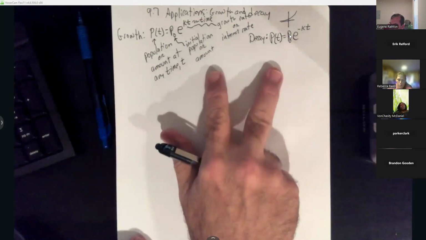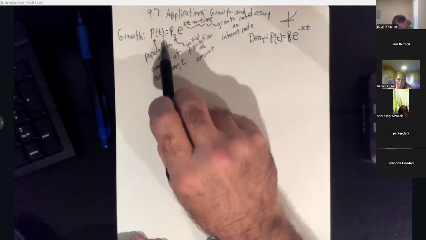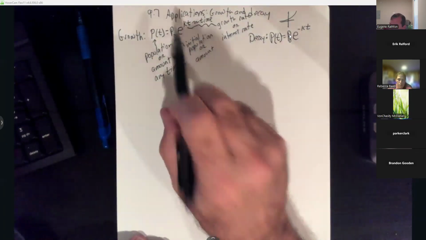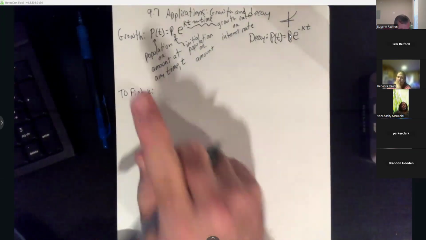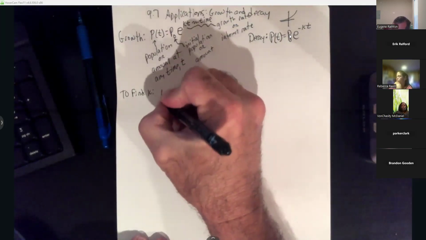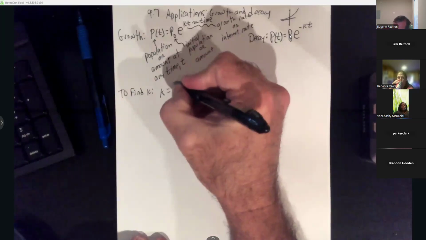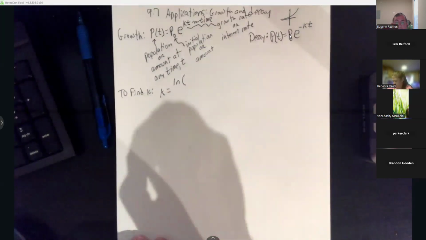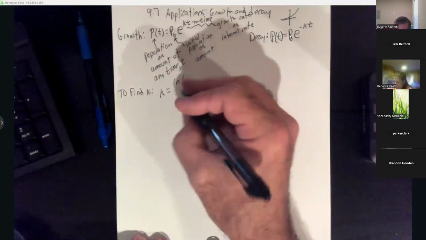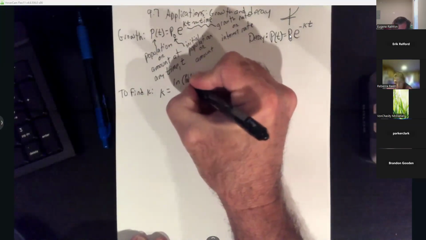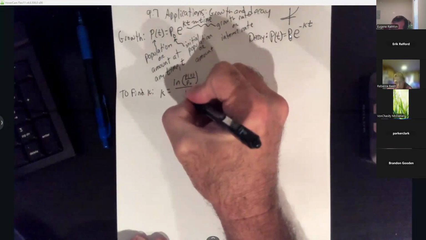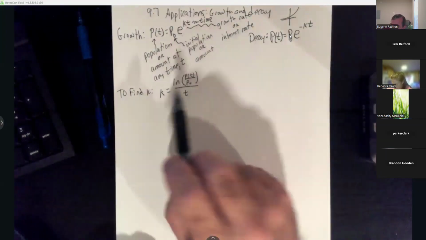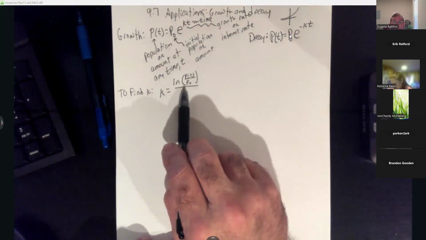Now, what I've done on these formulas, sometimes they'll give us stuff and want us to find what K is. So if we want to find K, I've solved the formula so that we can find K using the following formula. It'll be K equals ln of parentheses P of T divided by our P original and all that divided by our time. So if we're looking for the growth rate, we'll use this formula.